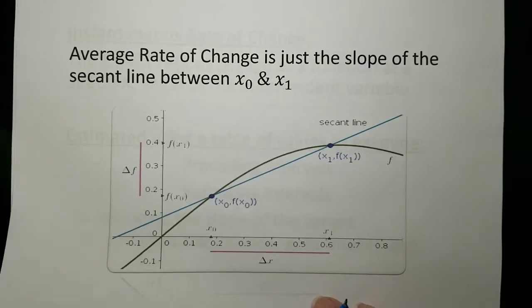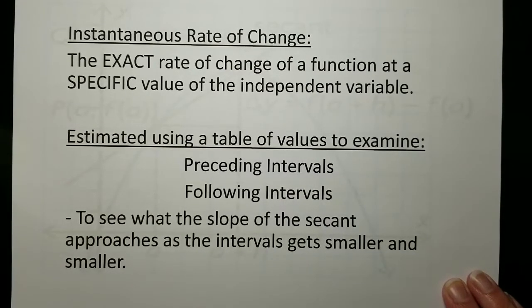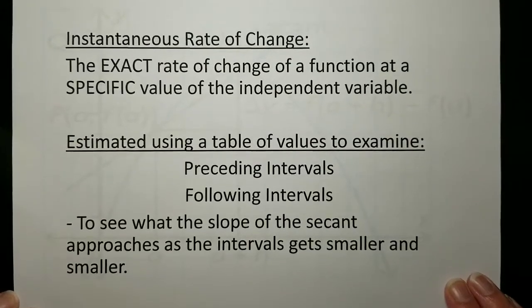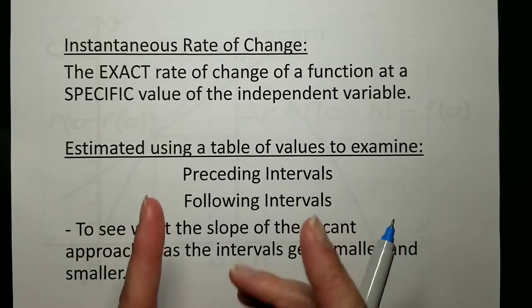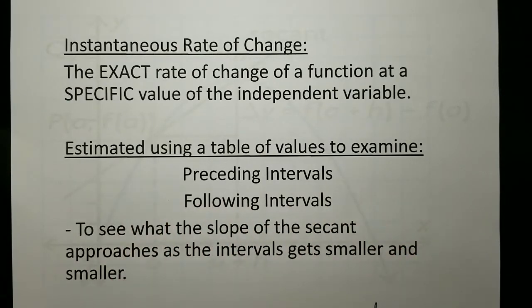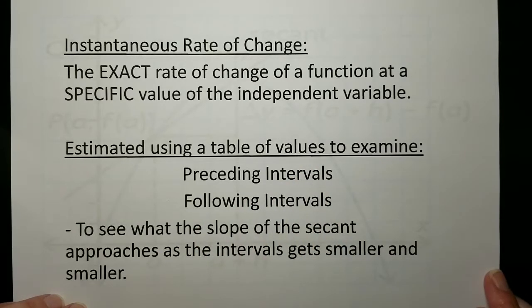The difference between average and instantaneous is, of course, the fact that with instantaneous, we're not looking at the slope of a secant line, but instead we want to estimate the slope of a tangent line. The instantaneous rate of change is the exact rate of change of a function at a specific value. So average rate of change is over an interval of x values, and instantaneous is at one certain x value. You want to find the slope of the tangent at that point.